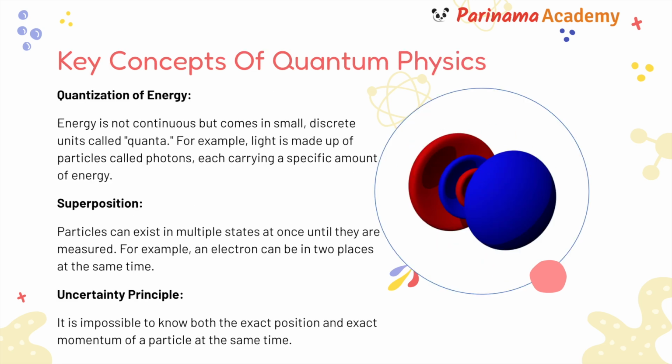Here are some key concepts. Quantization of energy. Energy is not continuous but comes in small, discrete units called quanta. For example, light is made up of particles called photons, each carrying a specific amount of energy.